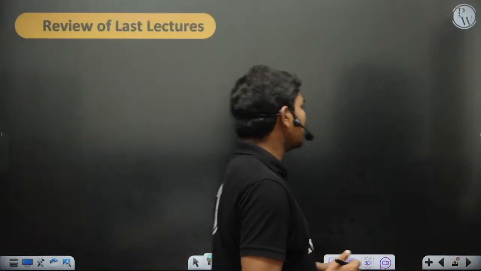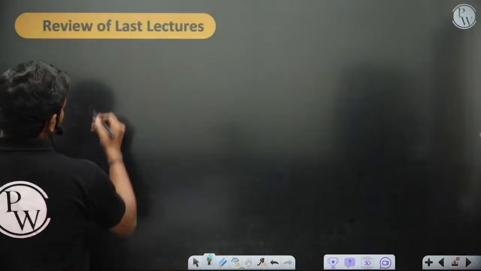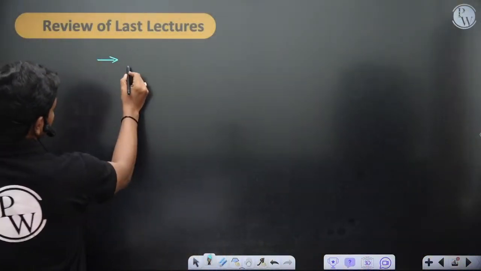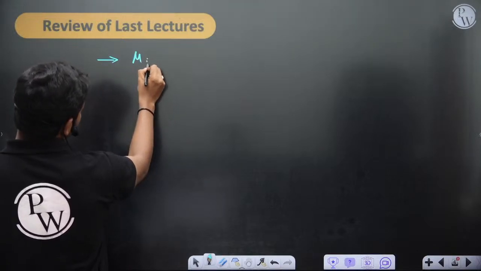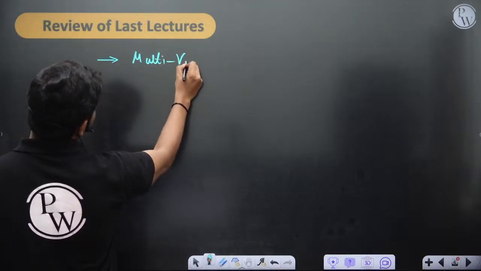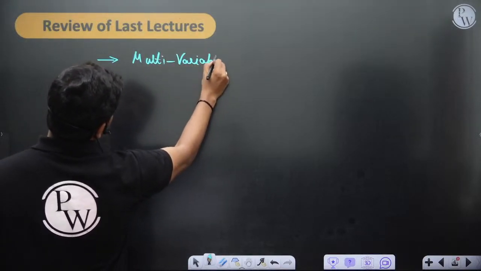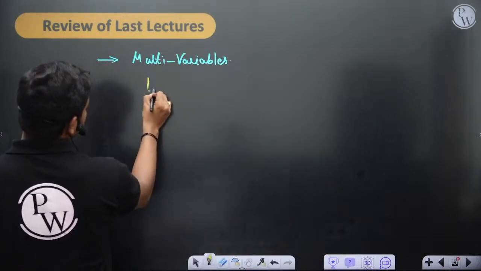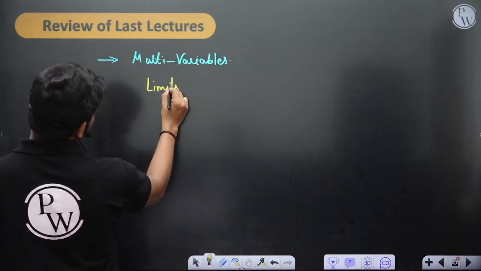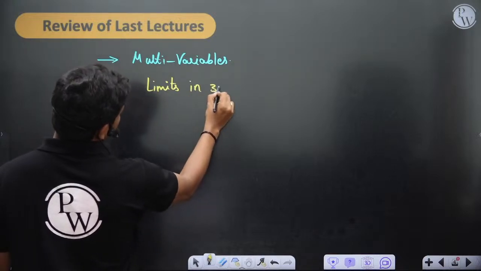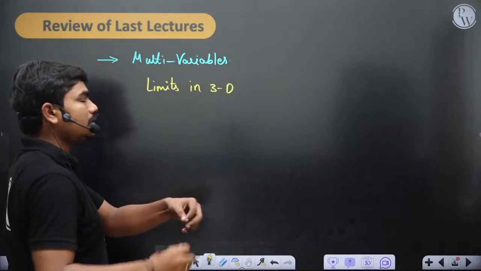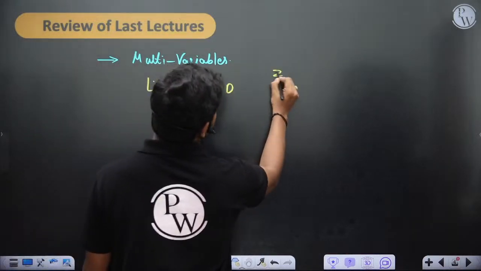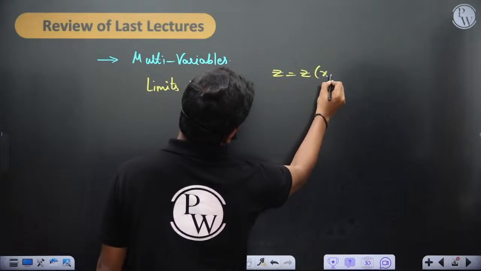Okay, so let's have a quick review of the last lecture, what we talked about in the last lecture. In the last lecture we were looking at multivariables. Of course, here we are talking about two independent variables in general. So we were talking about limits in 2D, limits in 3D in general, because x and y are independent variables and z is the dependent variable. So z is basically some function of x comma y.